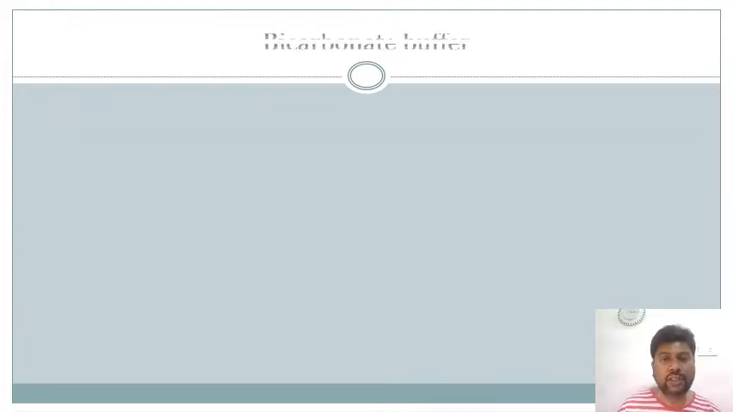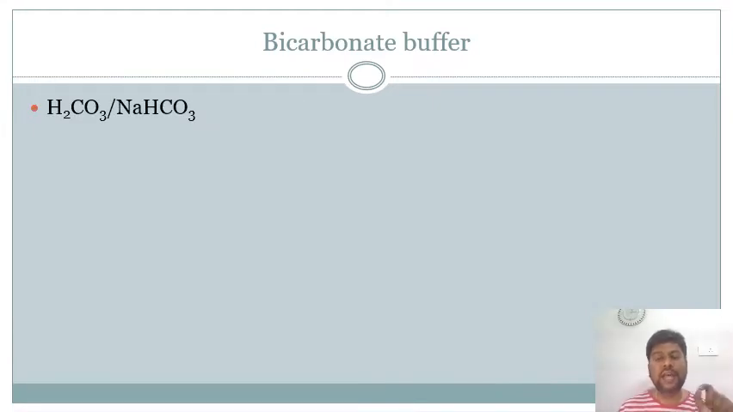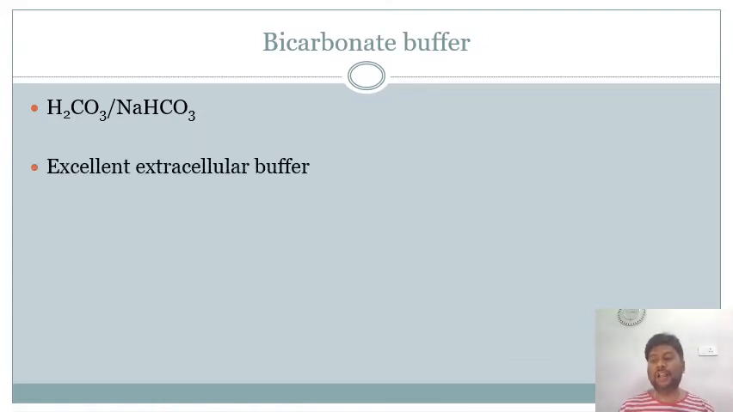First, let me start with bicarbonate buffer. In this bicarbonate buffer, like any buffer, it is made up of a weak acid and its conjugate base. Here its composition is carbonic acid and sodium bicarbonate. Carbonic acid is a weak acid and sodium bicarbonate is its conjugate base. This bicarbonate buffer, made up of these two components, acts as an excellent extracellular buffer. It is one of the best extracellular buffers.